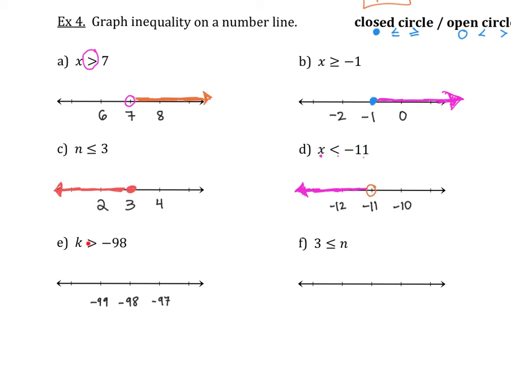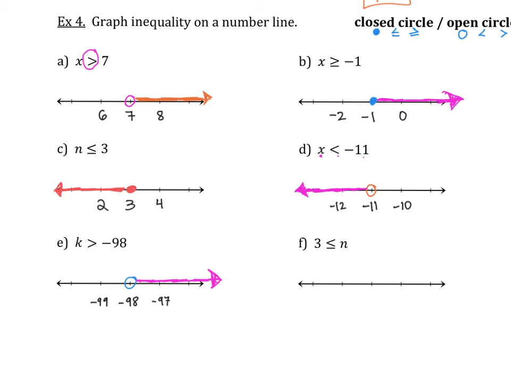Okay, is this open or closed? This is open. Okay, and then let's see what this is saying. It's saying the solutions, or the shaded region, is greater than negative 98, or the shaded region is higher than negative 98. So I want to shade the numbers that are higher than negative 98. Okay, negative 97, negative 96, negative 20, forever in that direction is positive.